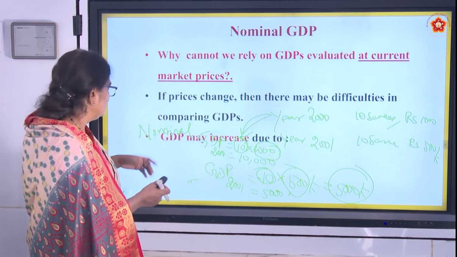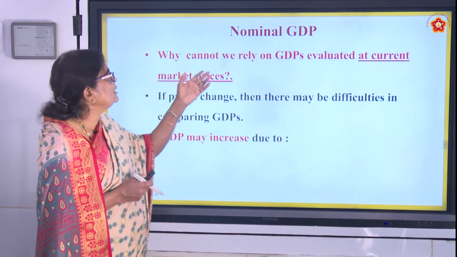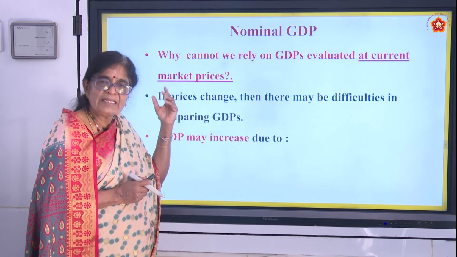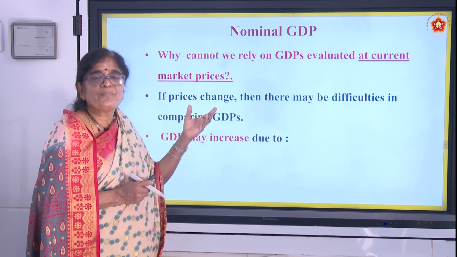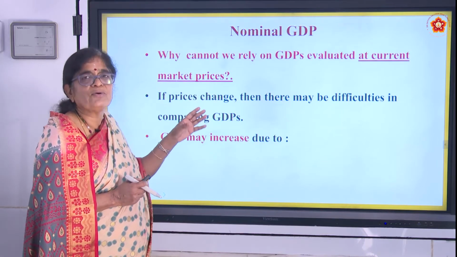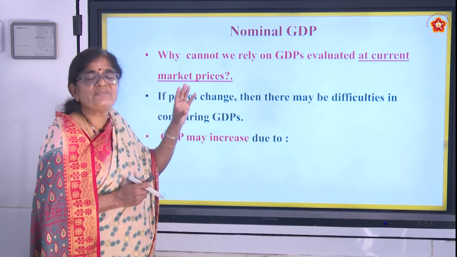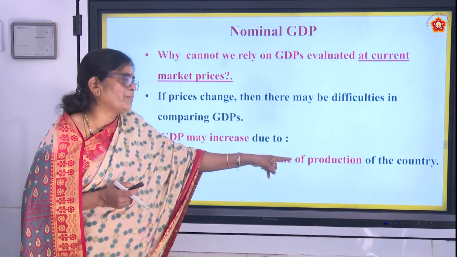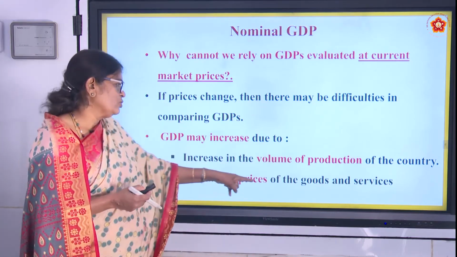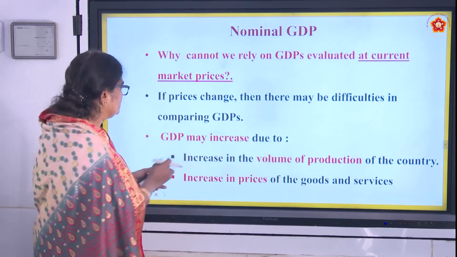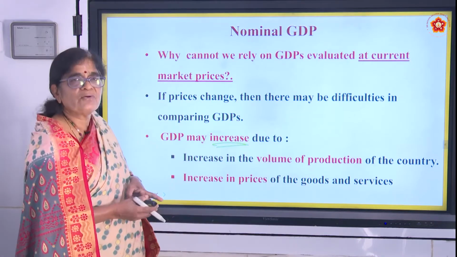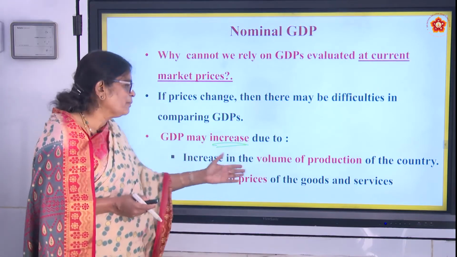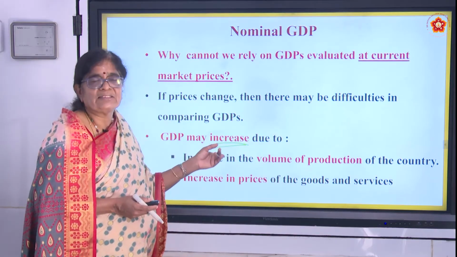Therefore, we can't predict growth merely from nominal GDP, because it depends on two factors. When the price changes, it changes. Even though the product may increase, price changes will influence the actual value of GDP. Therefore, GDP increases due to an increase in the volume of production of the country and also an increase in prices of goods and services. GDP decrease means what you will say? It may be a decrease in the volume of production of the country, and also a decrease in prices of goods and services, then also GDP decreases.